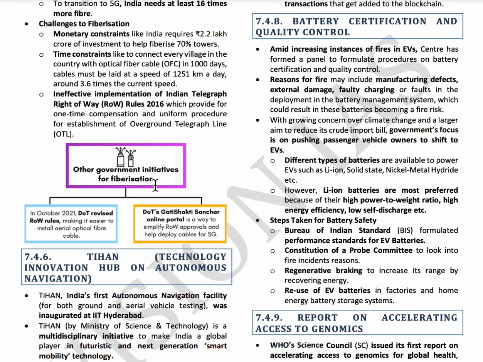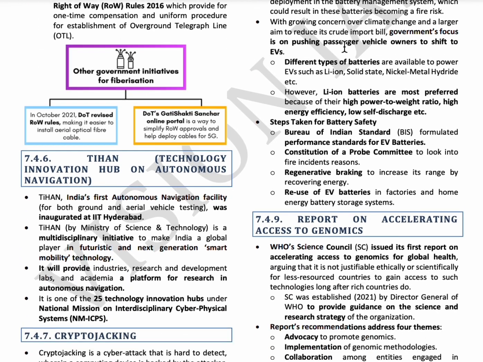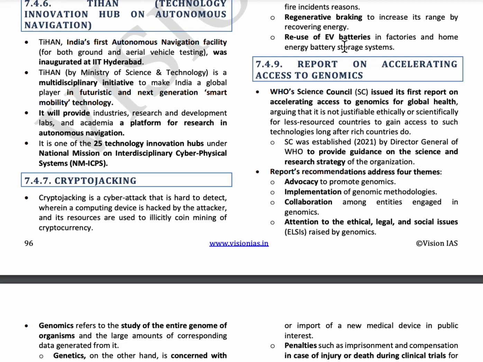The next topic is battery certification and quality control. The fires in electric vehicles have increased, especially in India. The central government formed a panel to formulate the procedures on battery certification and quality control. Other steps taken for battery safety are that the Bureau of Indian Standards formulated performance standards for electric vehicle batteries, probe committees were formed to look into the issues of fire incidents, and reuse of electric vehicle batteries was launched.